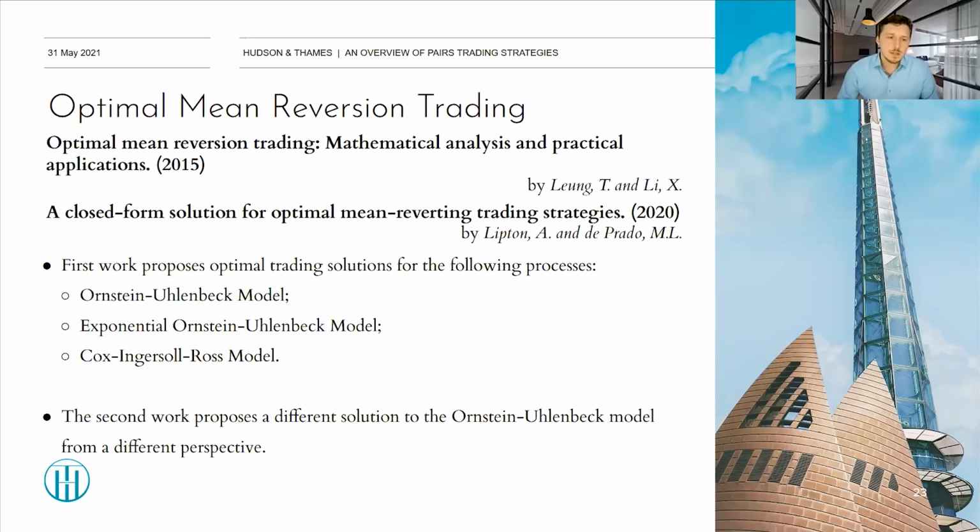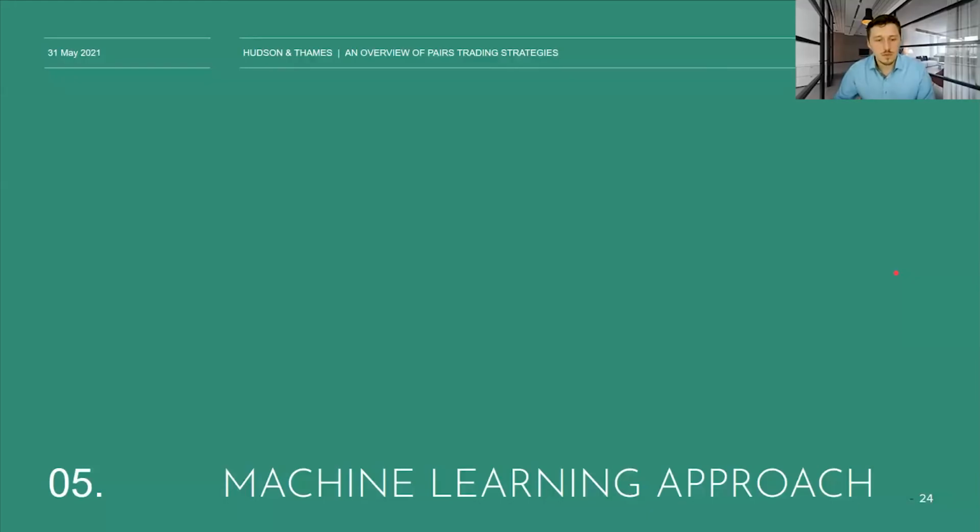The second paper by Professor Lipton and De Prado takes a bit different approach, but still takes into account that our spread may be distributed as an Ornstein-Uhlenbeck process. And by solving it from a bit different perspective, it also gives you the optimal levels for you to use in the trading strategy. And that's when we're finished with the stochastic control approach and moving on to the machine learning approach.